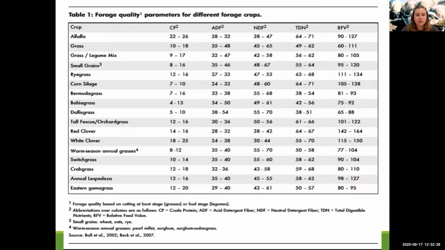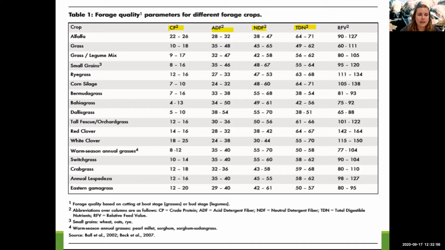Okay, so first of all, I actually tried to cut this table out because it's a little time consuming, but I just couldn't bring myself to do it. So on the top here, what we have is crude protein, acid detergent fiber, neutral detergent fiber, and the total digestible nutrients. Those are the things we're going to focus on.